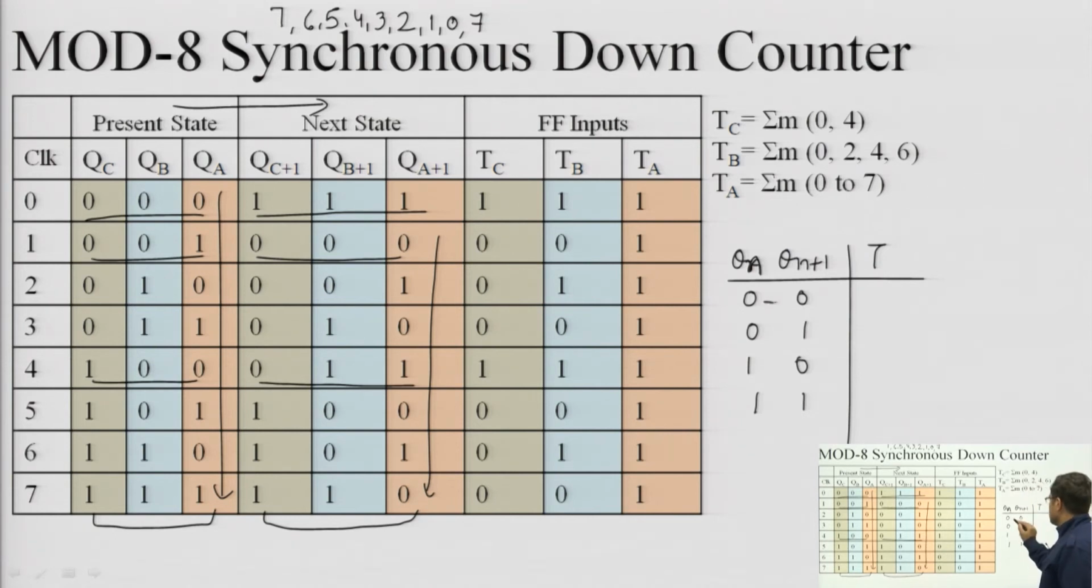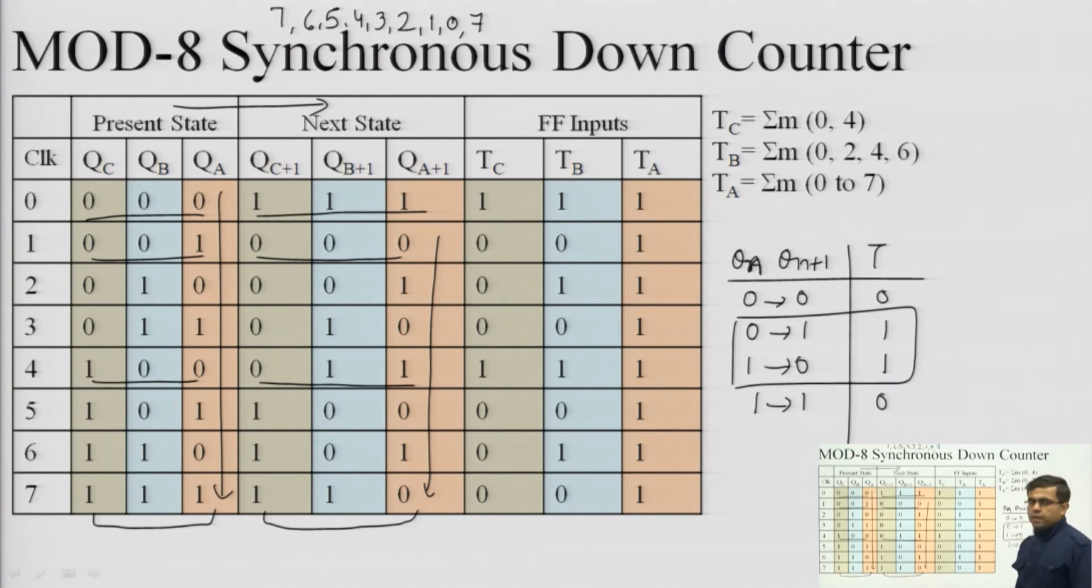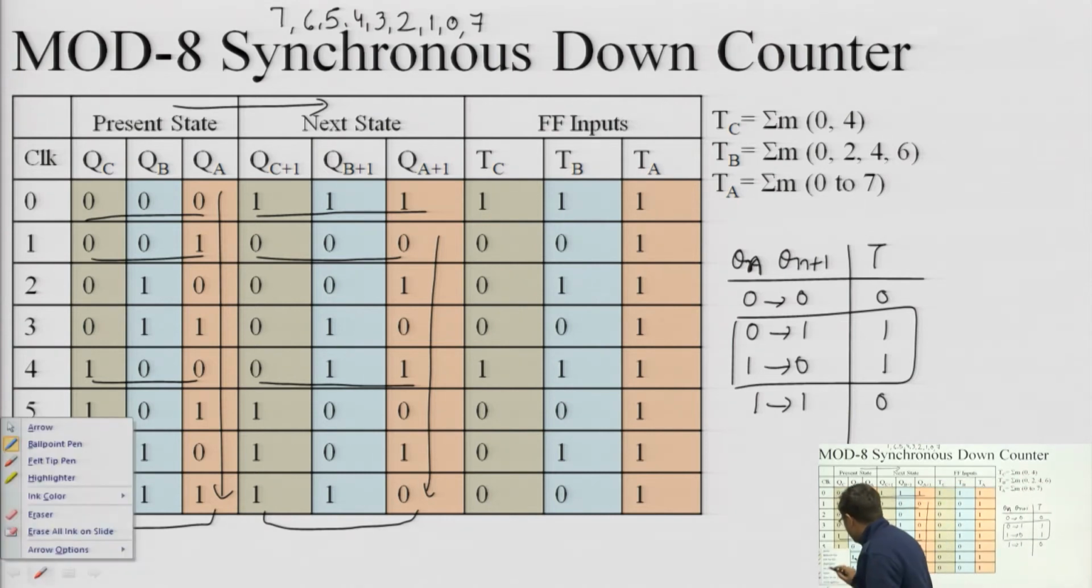Again, if there is no change, T must be 0; if there is change, T must be 1. So these are the two cases where changes in the outputs lead to T equal to 1.